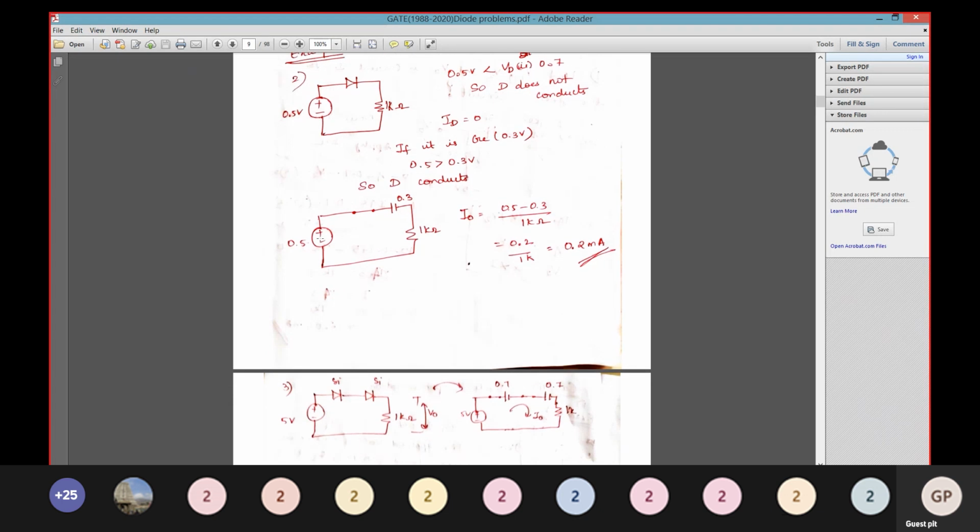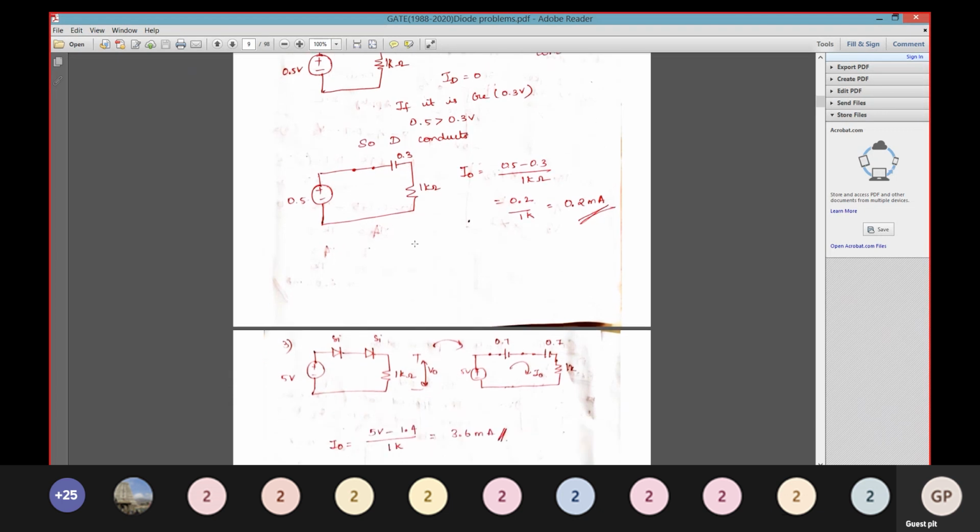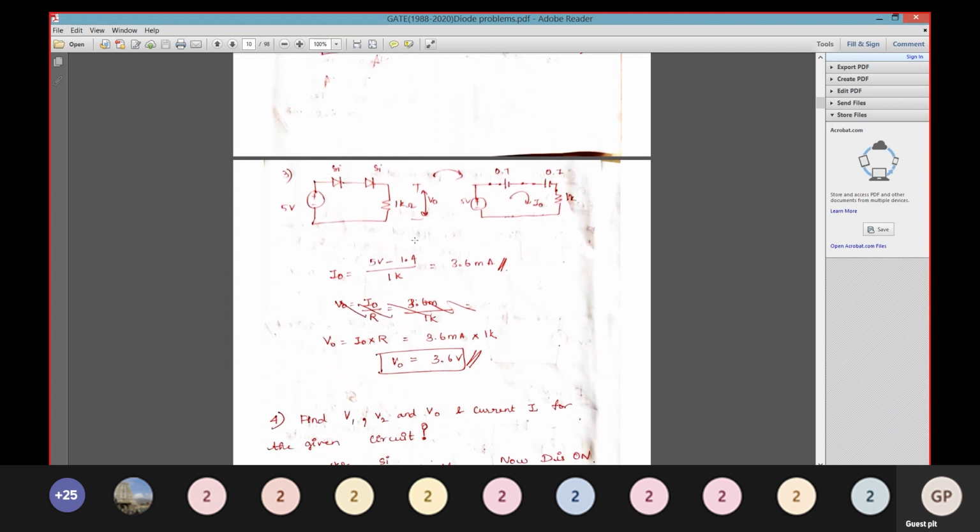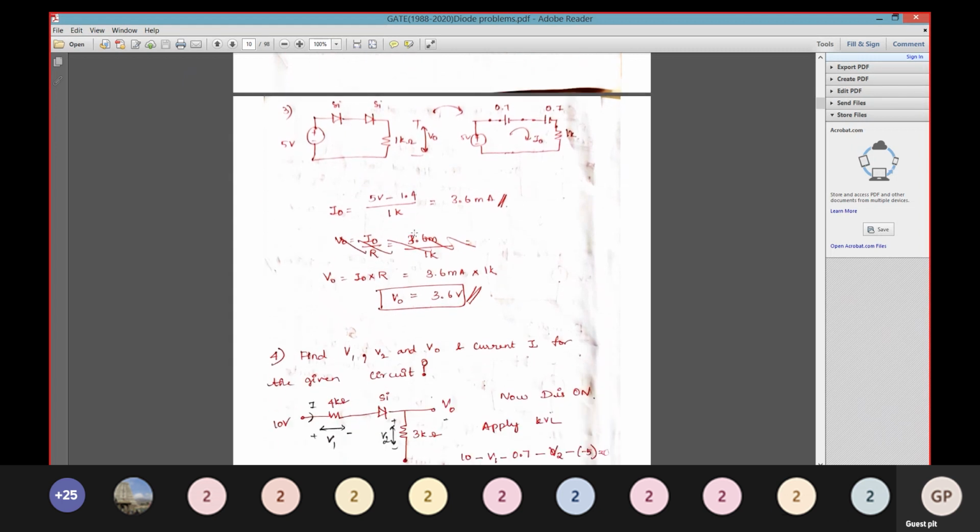So we understood that it is 0.5 minus 0.3 divided by the same resistance, and we find the current I. These are very simple problems, and this solution has been explained to make the understanding of diode circuits very easy.